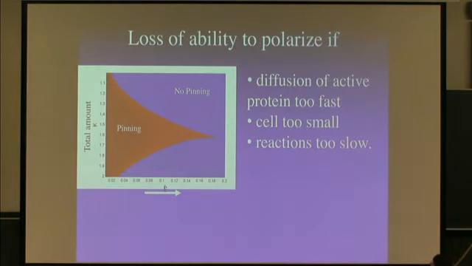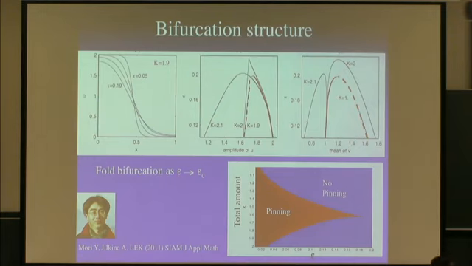In other words, you're going to lose the ability to polarize if any of these things is true. If your cell is too small, if the diffusion of the active protein is too fast, or if the activation and inactivation rates are too slow. So we learned something biologically. In particular, we learned that cells that are too small may not be able to polarize using this mechanism.